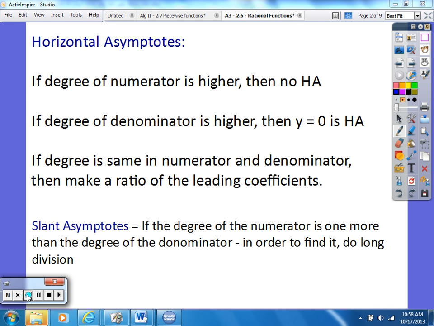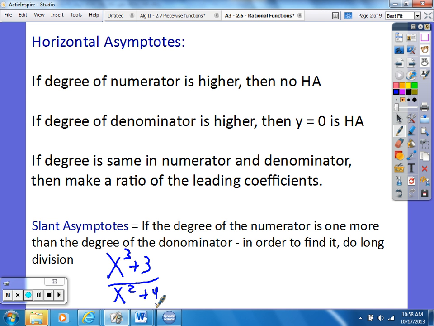And then you have a slant asymptote if the degree of the numerator is exactly one more than the degree of the denominator. An example of that would be x cubed plus 3 over x squared plus 4. Notice how it's exactly one more, 2 and 3, right? If it's 2 more, then there's no slant asymptote. If the denominator is bigger, there's no slant asymptote.